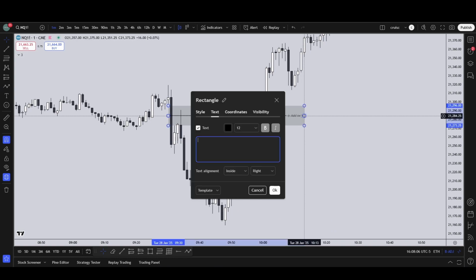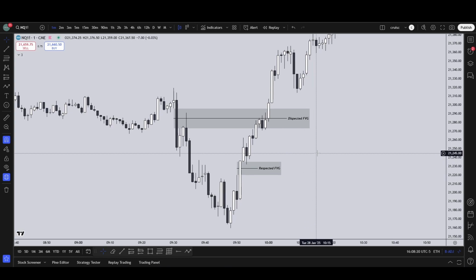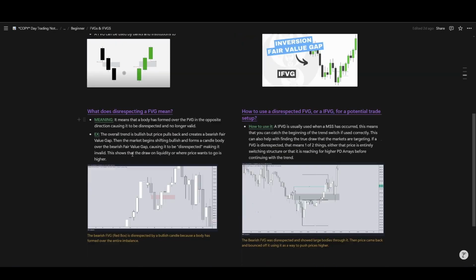That is the difference between a respected fair value gap and a disrespected fair value gap. So now you guys can see. If you guys want to take a picture of this, you guys can. If not, it is in my notes that I have in here. You'll see the inverse fair value gap is a disrespected fair value gap. Also, I have explanations of it.